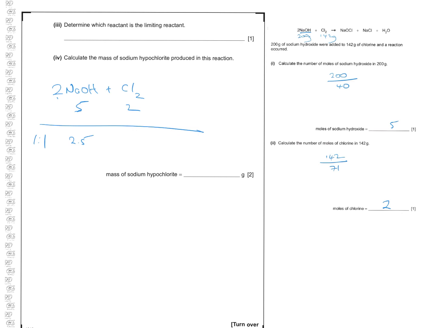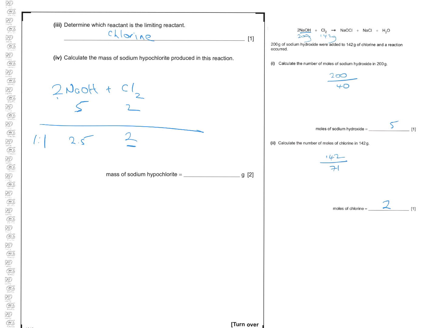Now the chlorine already is in a 1 ratio. There's a 1 here, so it would be 2. And then we can see which one is the smallest number, which is obviously the 2. So that means that chlorine is the limiting reactant.